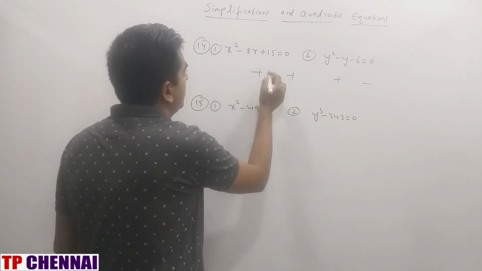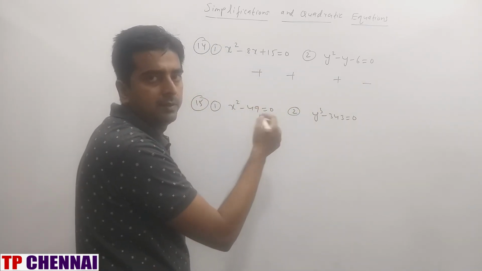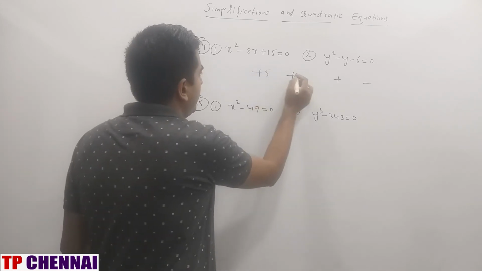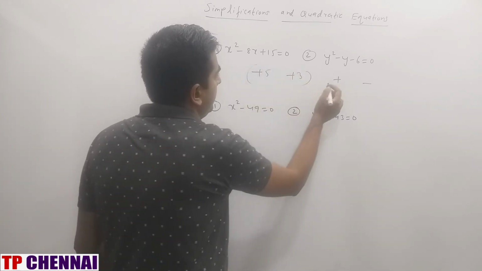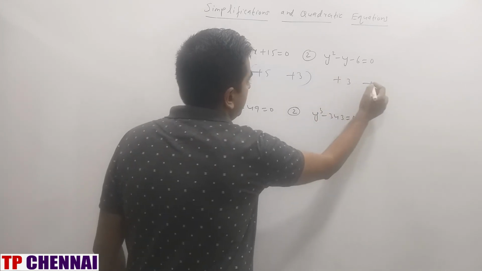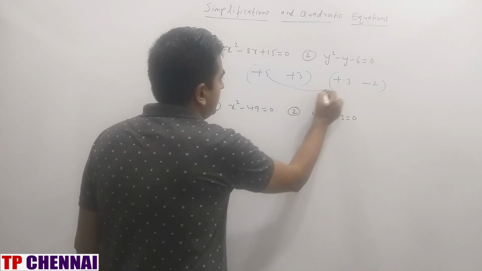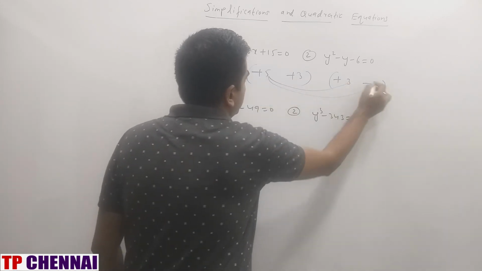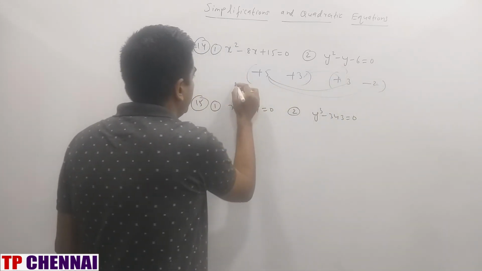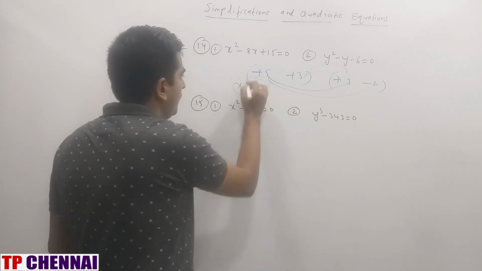This will be how much? 15. So this will be 5 3s are 15, 5 plus 3 is 8. 5, 3. And here 3 and 2. Right, so this is x greater, so x greater than or equal to y.